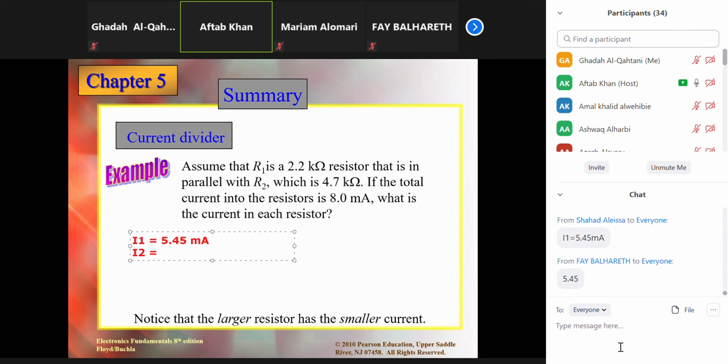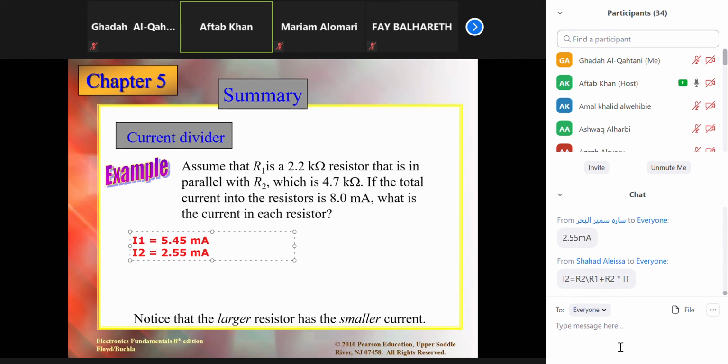Okay, how did you calculate I2? Which formula or which law did you use to calculate it? The current divider. It is R1 over R1 plus R2 multiplied by I total. Yeah, you use the current divider formula. Yes. All right. Is there any other way other than using current divider?